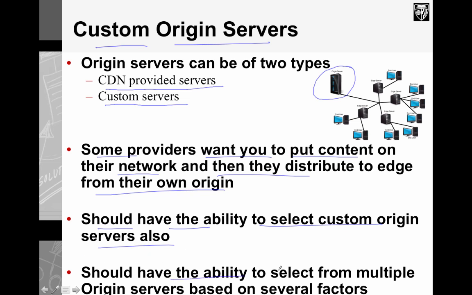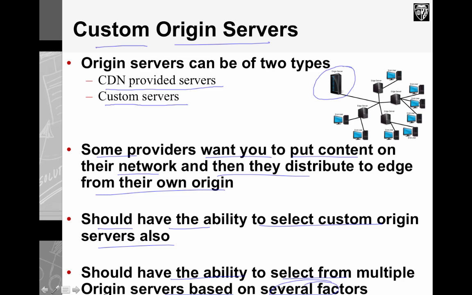Should have the ability to select from multiple origin servers based upon several factors. For a CDN distribution, there may be multiple origin servers. There might be 2 or 3 different origin servers. There might be one origin server in Europe. There might be another origin server in North America. And the CDN edge servers should be able to go to either one of them to get the content, or they should be able to route based upon various URL types.